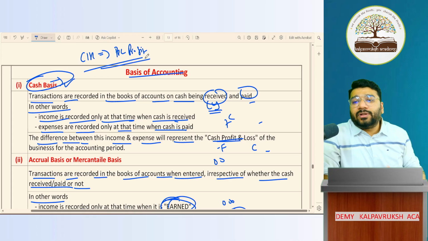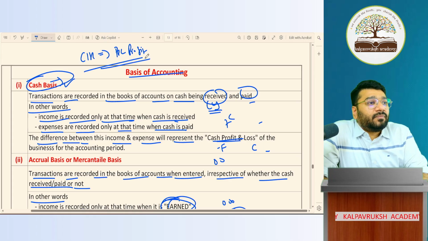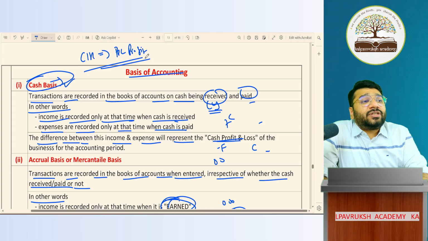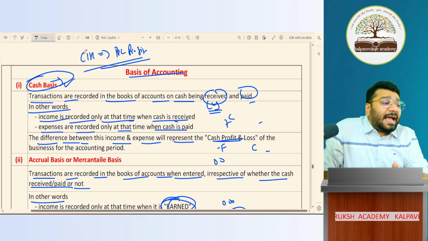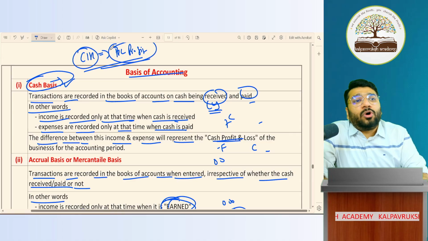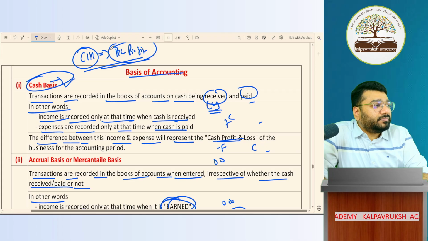So you might get a true or false question. If any entity is preparing the financial statement on cash basis, his cash in hand will always be equal to P&L profit. True or false? True. Sir, how, sir? I'll discuss now. Don't worry. We'll see one sum.